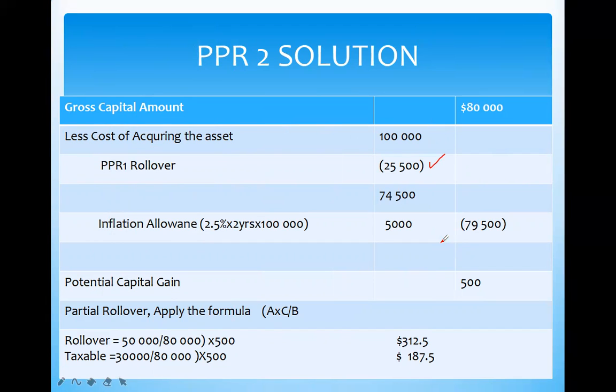So instead of using $100,000, we are going to use 100,000 minus 25,500, the PPR1 rollover. Then we get how much? 74,500. This is what we are going to use now as the cost. So this is now 74,500. Then we allow the inflation allowance. This is 2.5% times 2 years times 100,000.